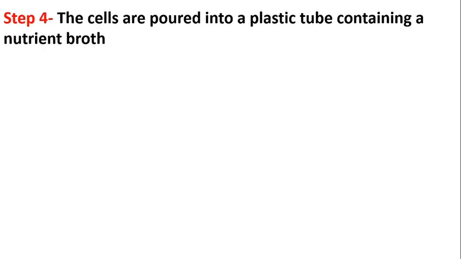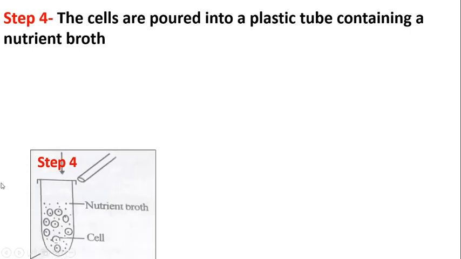Okay. And then step 4, the cells are poured into a plastic tube containing a nutrient broth. So now the cells taken with the help of the micro needle from the inner mass of cells of the blastocyst are poured into the plastic tube containing nutrient broth. That is step 4.